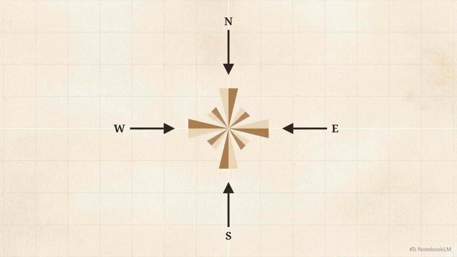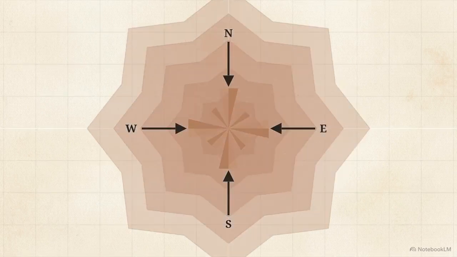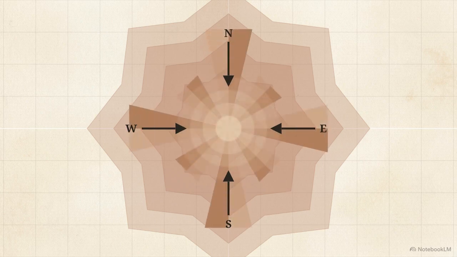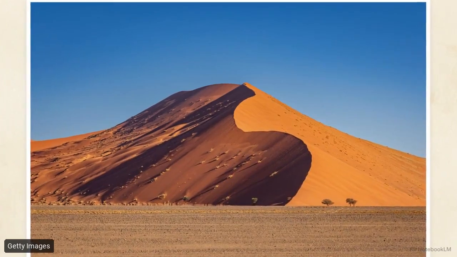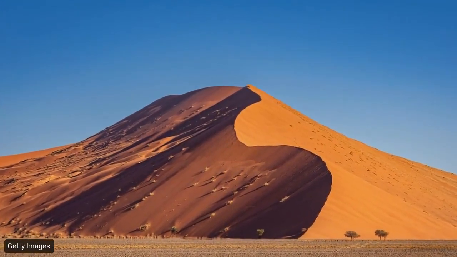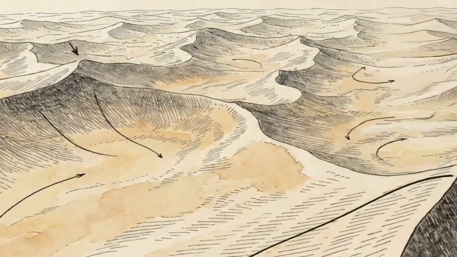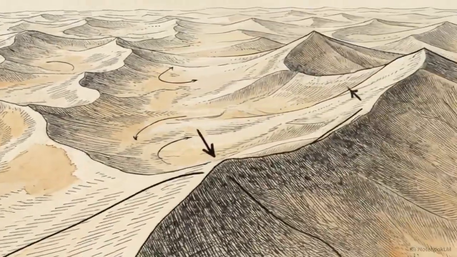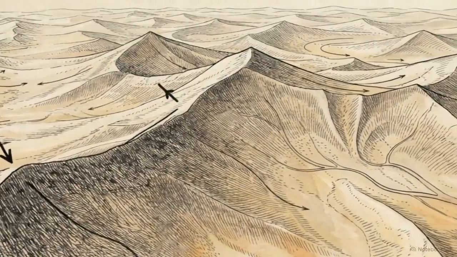But if winds blow from multiple directions, they lock the sand in place. Instead of traveling, the dune is forced to build vertically. These stationary star dunes can reach massive heights, rising over 750 feet from the desert floor. The landscape is not a random wasteland. It is a structured architectural response to the absence of moisture.